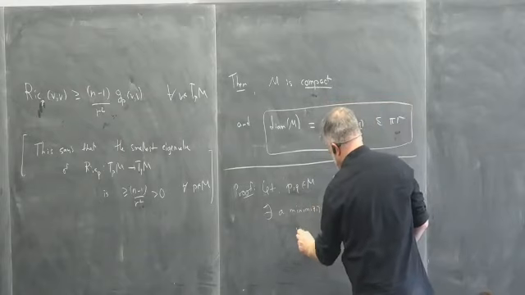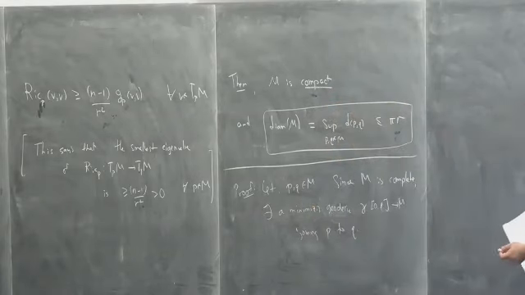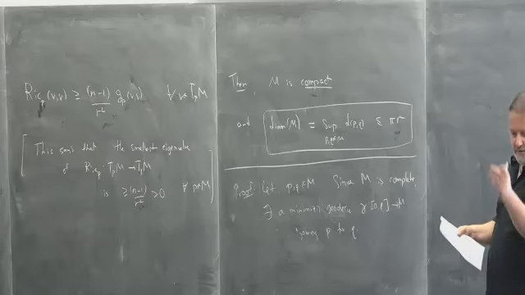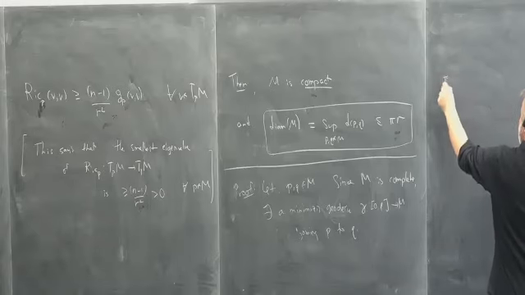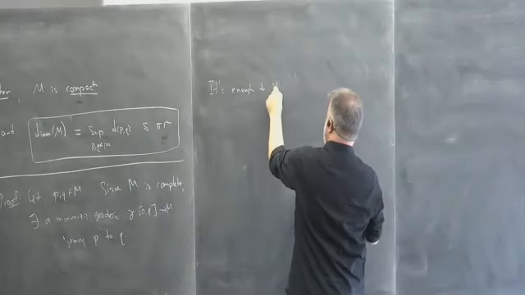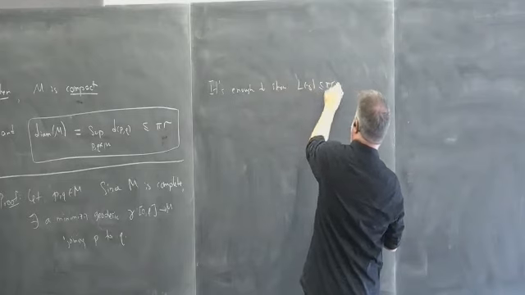joining P to Q. We prove this when we prove the Hopf-Rinow theorem, that for a complete Riemannian manifold, any 2 points have a minimizing geodesic between them. There may be more than one. We know, for example, in the sphere, there can be more than one. So it's enough to show that the length of gamma is no bigger than pi times r.